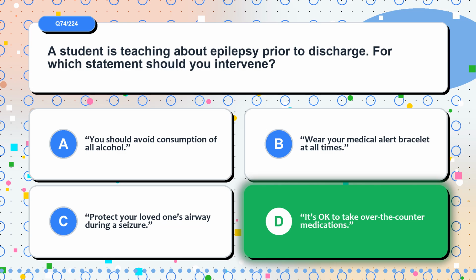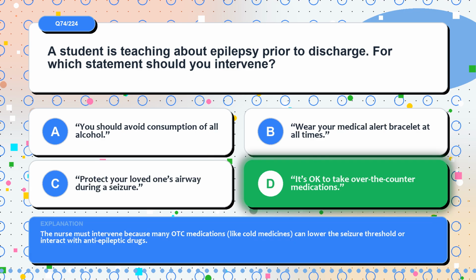The correct answer is option D. It's okay to take over-the-counter medications. The nurse must intervene because many OTC medications like cold medicines can lower the seizure threshold or interact with anti-epileptic drugs.